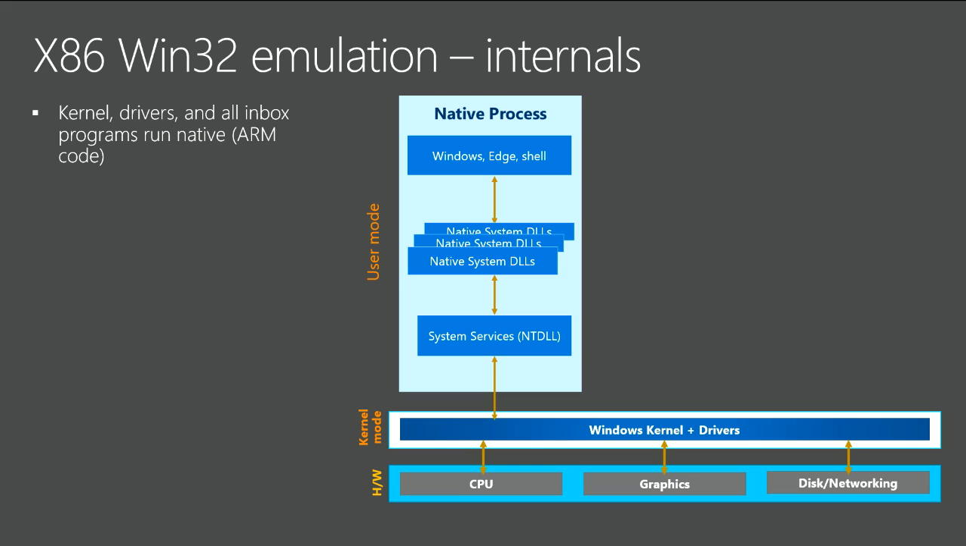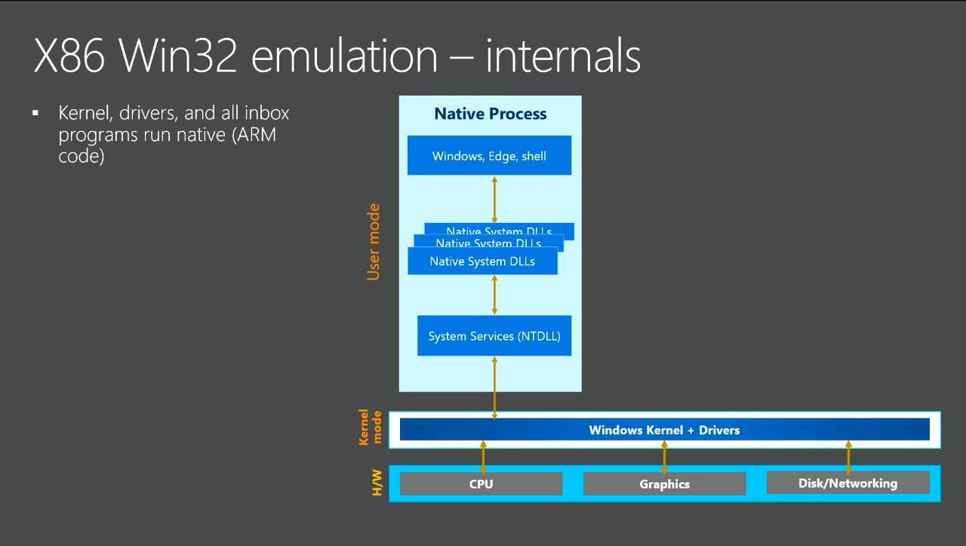So here you see a diagram of what a typical process on the OS looks like. This is a native process, meaning it's running native ARM64 code. Windows, the Edge browser, or the shell, they're all examples of native processes. Then you have native system DLLs, the OS libraries. Then you have NTDLL, which is a special system DLL, which is how apps talk to the kernel. And down here, in kernel mode, you have the actual Windows kernel and the drivers, and they operate with devices like the GPU, disk, and networking basically at hardware speeds. So these native processes, which are all the inbox experiences, basically run at the full capability of the ARM64 hardware.